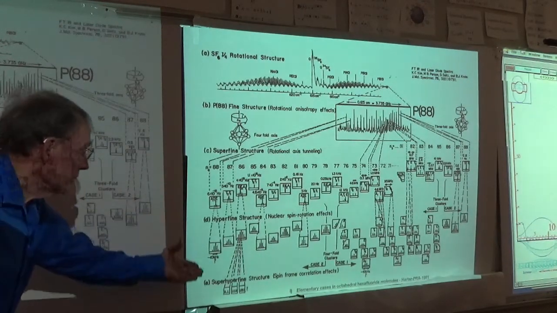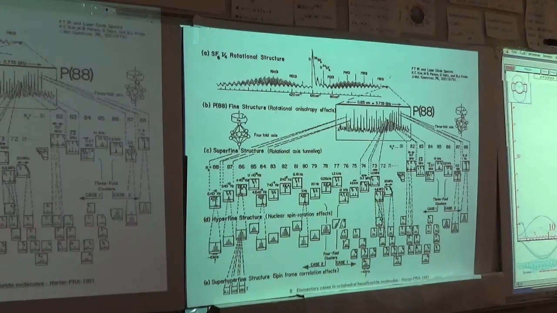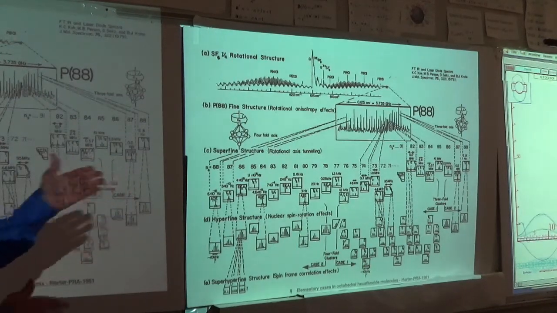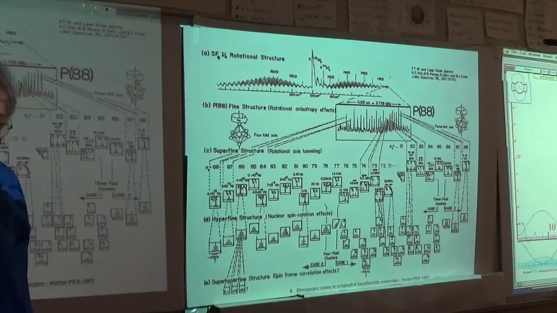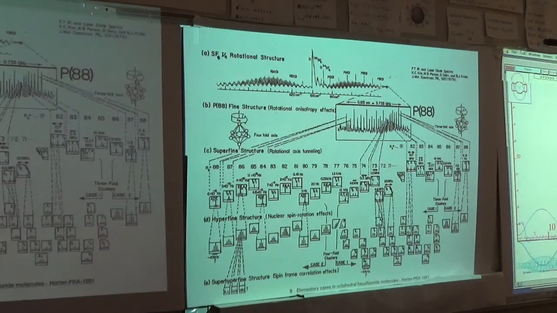So the rest of this right here is where we're very much interested in these two molecules, CF4 and SF6, but mostly the weird stuff comes with C60.